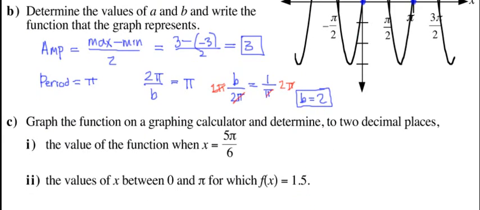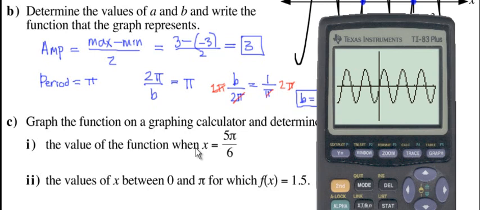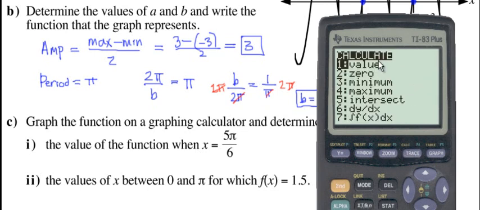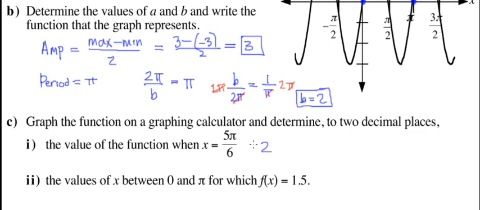Now they want the value of the function when x is 5 pi by 6. Well, putting in values is easy. You go second trace, and value is your very first option. What x do we want? We want 5 pi by 6, please. When we're there, y equals 2. And the values of x between 0 and pi, for which f of x is 1.5. This is going to take a minute. Okay, so the answer to the first one is 2, no problem.